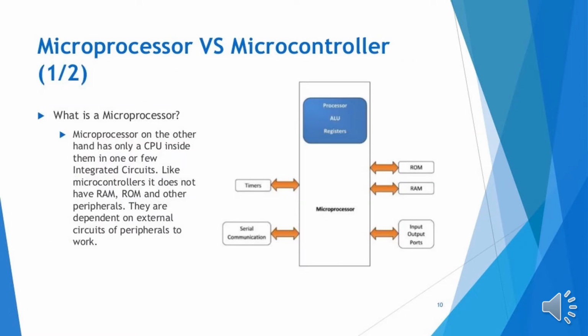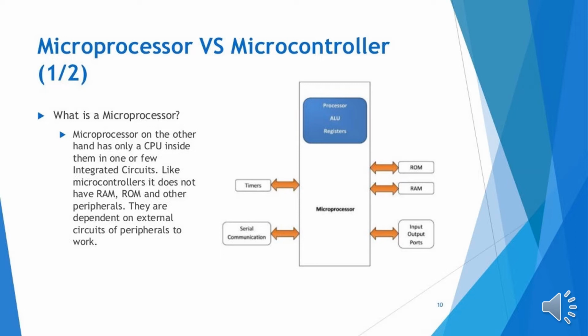So now let's see what is the difference between microprocessor and microcontroller. So first we can see what is a microprocessor. A microprocessor is nothing but we will be having only a CPU inside, in one or a few integrated circuits. Other things like RAM, ROM or other peripheral devices are particularly dependent on external circuits of peripherals to work.